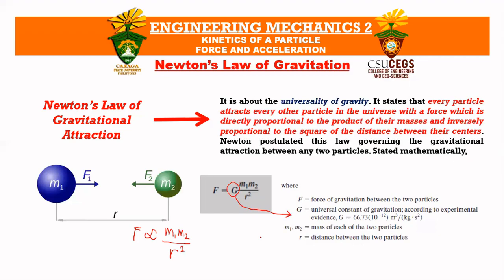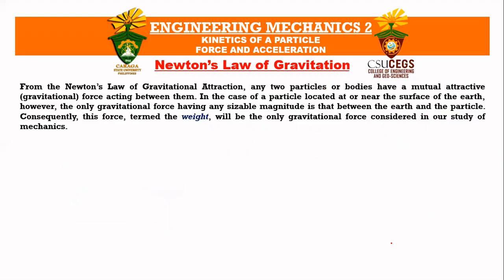And according to experimental evidence, this is the equivalent value of the universal constant of gravitation. So F is the force of gravitation between the two particles, m1 and m2 are the masses of each of the two particles, and r is the distance between the two particles. So from Newton's law of gravitational attraction, any two particles or bodies have a mutual attractive force, what we call the gravitational force, acting between them.